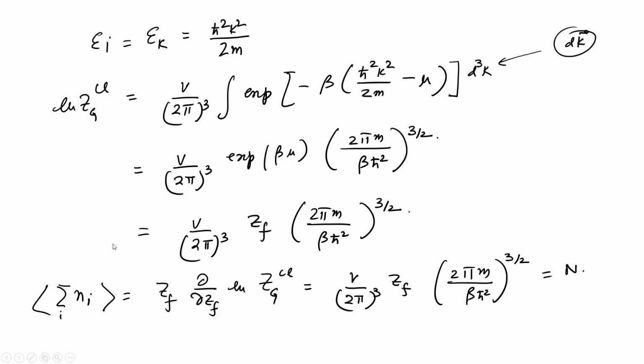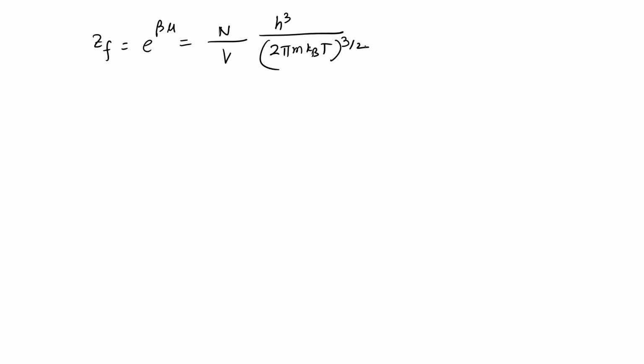Okay. So, now we can take this expression and calculate zf from it. We can calculate zf, because fugacity is an important quantity in our discussion, and then zf comes out to be e to the power beta mu, which is equal to n over V times h cube divided by (2 pi m k T) whole to the power 3 by 2.